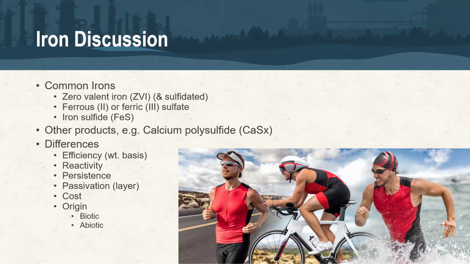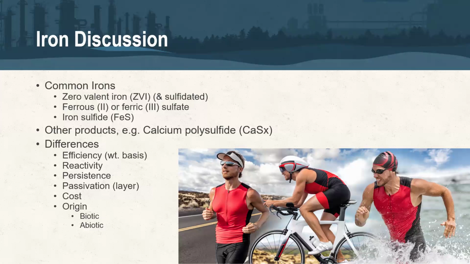And then of each of these, whether they're iron-based or not, there's differences in efficiency, reactivity, persistence. A good example is calcium polysulfide injected into a groundwater setting with a high groundwater velocity. That's not going to be a great deployment for that product, right? You want something that's more granular, more of a slurry. And then there's other things to consider, right?